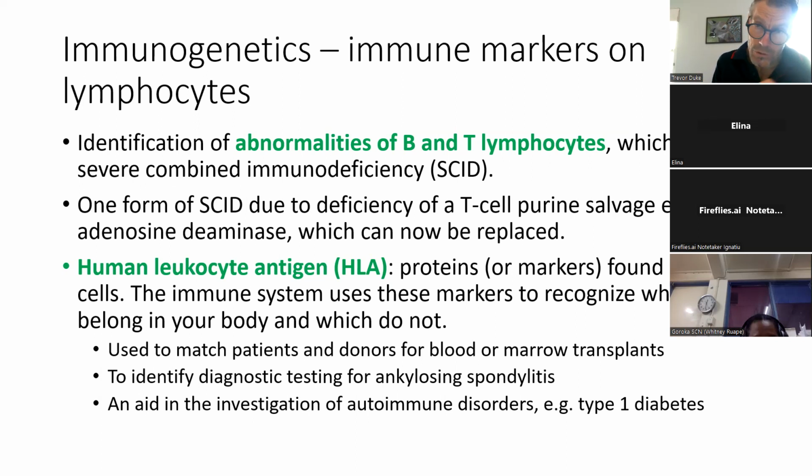Also, there are certain diseases that relate to different types of HLA risk or HLA genetic abnormalities, particularly ankylosing spondylitis. You probably would have heard about that. If they're HLA-B27 positive, they're more likely to get this rheumatological condition called ankylosing spondylitis. And it's now an aid in the investigation of certain autoimmune diseases like type 1 diabetes. It's thought to have probably a genetic basis, although it also has an environmental basis, a combination of the two, almost certainly.